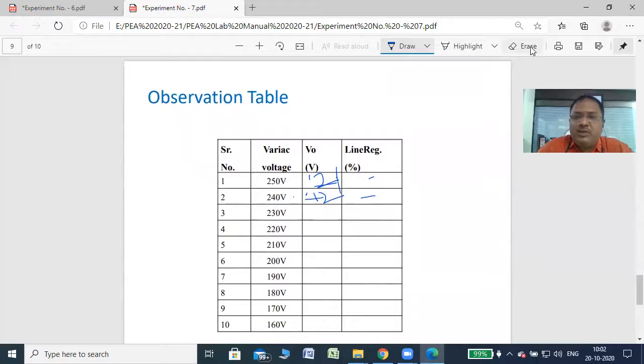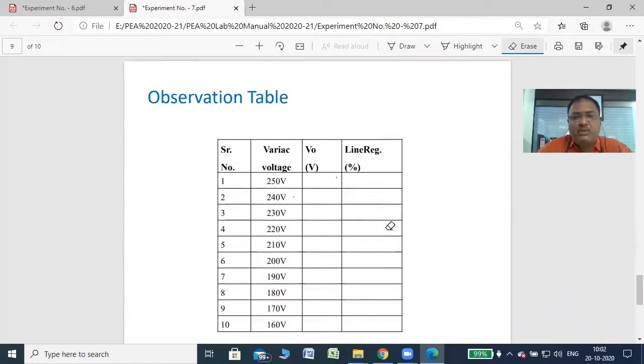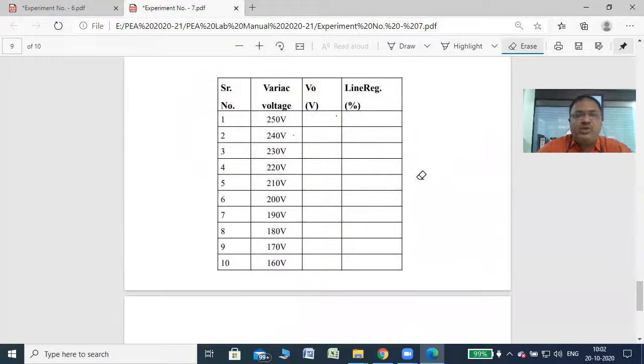Now the conclusion. In this particular practical, you can write down the conclusion that this is one of the regulator circuits, in which, as you change the input voltage, the output voltage must be constant ideally. Even practically, what will you find after calculating the line regulation? You can write it here.